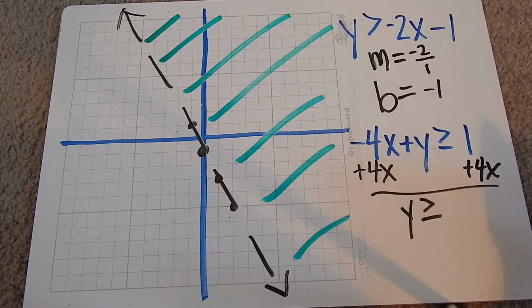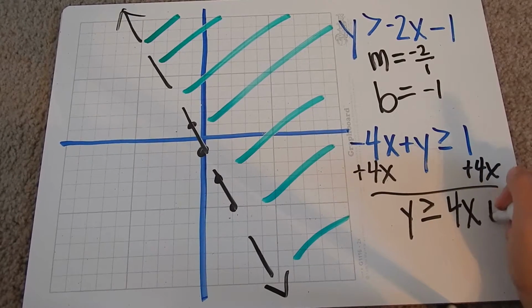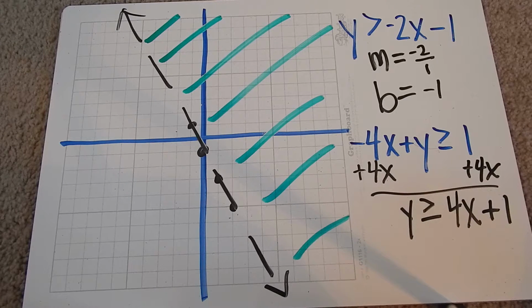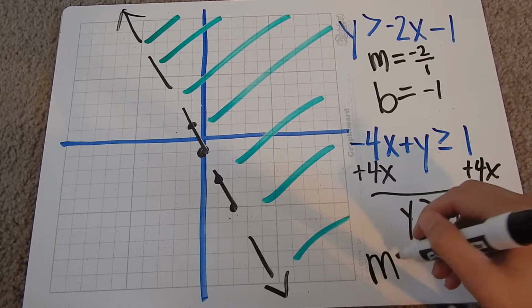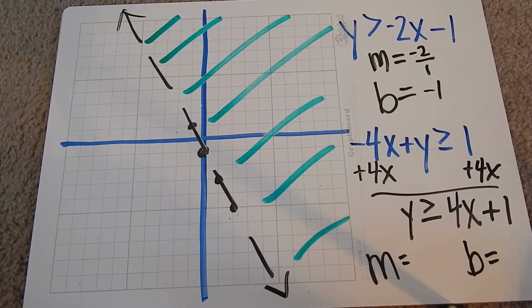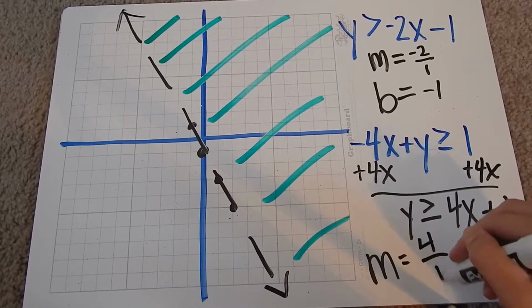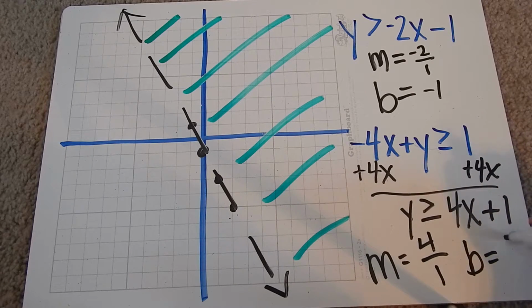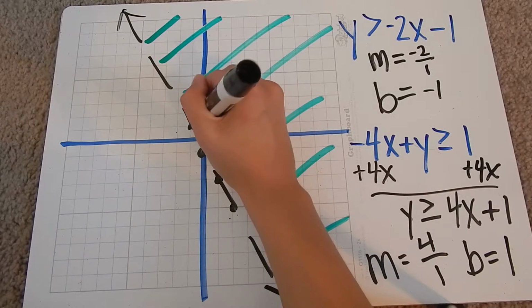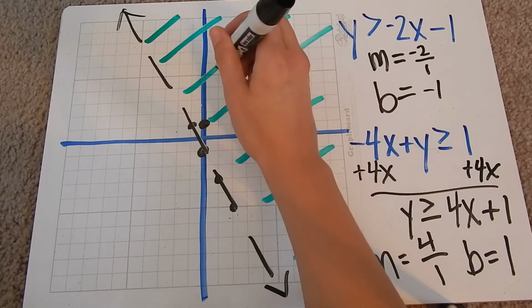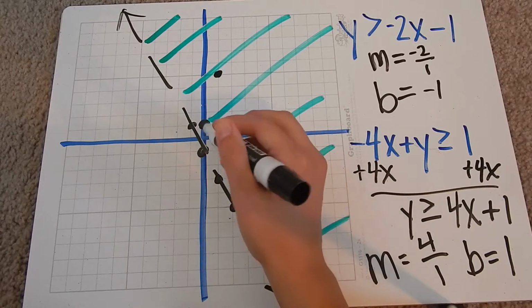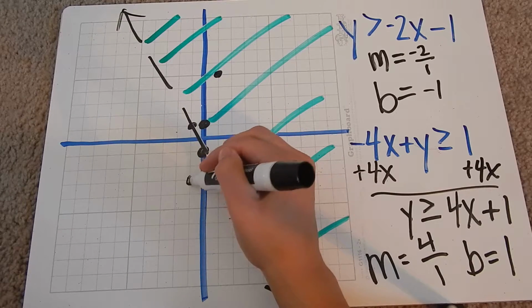And I'm going to put it in mx plus b form, so I'm going to put the x first. And it's plus 1 since it's a positive 1 on the right hand side. Now y is by itself, so I can list my slope and my intercept. My slope here is 4. I'm going to put it over 1. My intercept is 1, positive 1. So I start with my y-intercept, positive 1 is here. And my slope tells me to go up 4 to the right 1. Or I could go down 4 to the left 1.